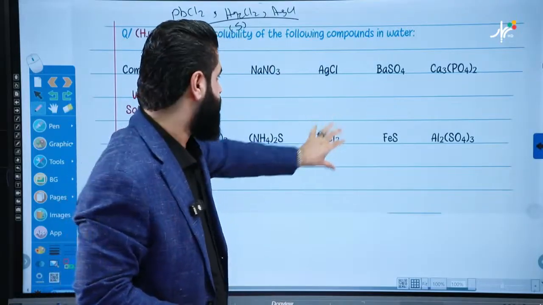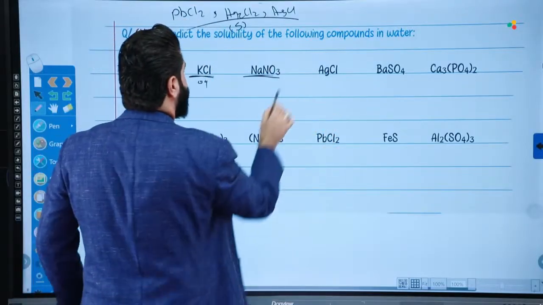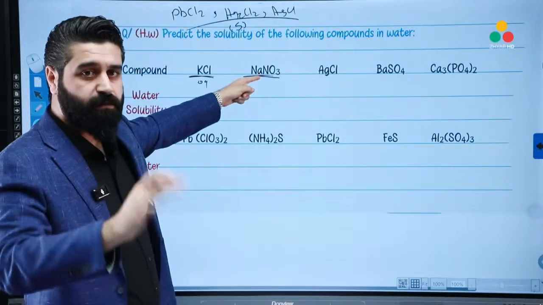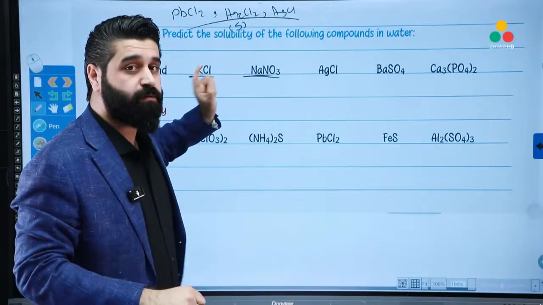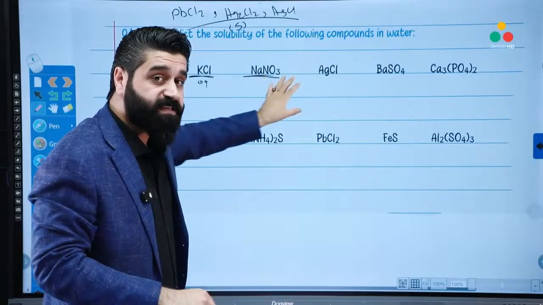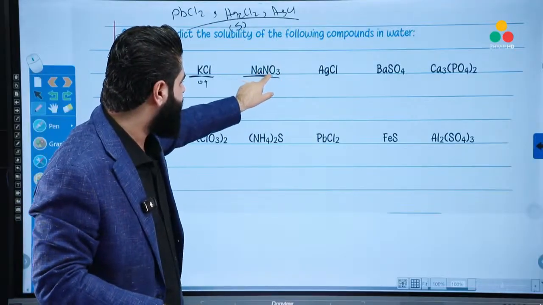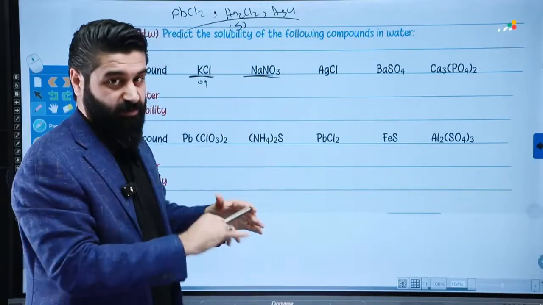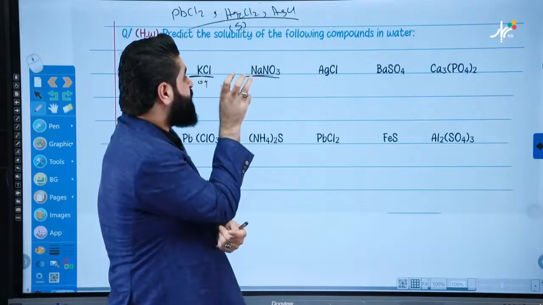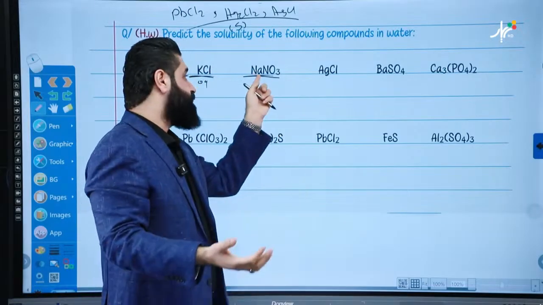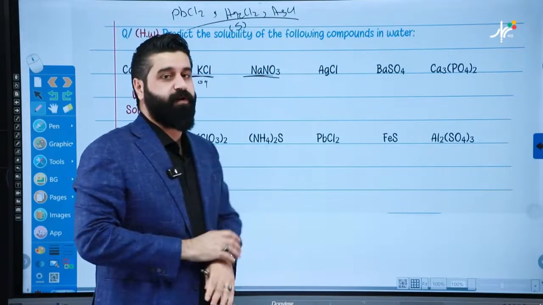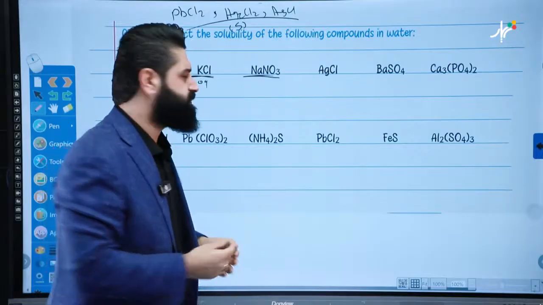Okay, I'll tell you something about this here. NaNO3, okay. Chlorides, no. Sulfates, no. S, no. So this is the last rule. We have sodium, we have NO3. This is totally soluble. Because for the sake of Na and NO3, it will become the most soluble compound.